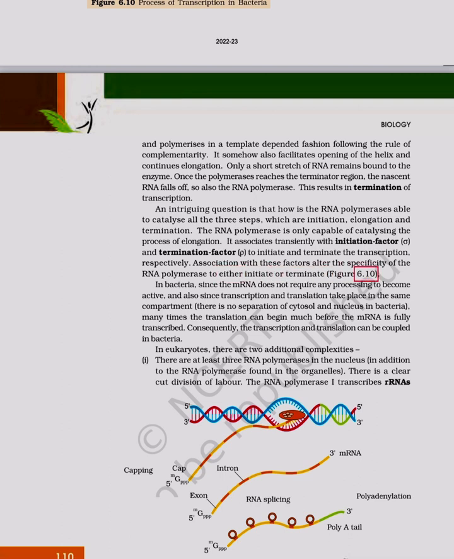Figure 6.10. In bacteria, since the mRNA does not require any processing to become active, and also since transcription and translation take place in the same compartment, there is no separation of cytosol and nucleus in bacteria. Many times the translation can begin much before the mRNA is fully transcribed. Consequently, the transcription and translation can be coupled in bacteria.